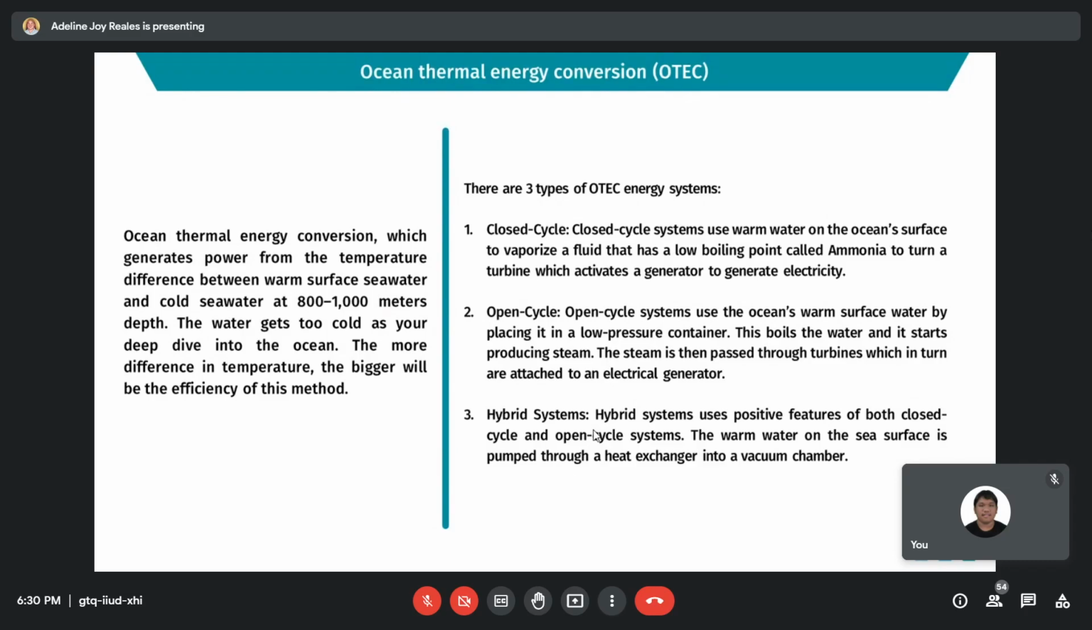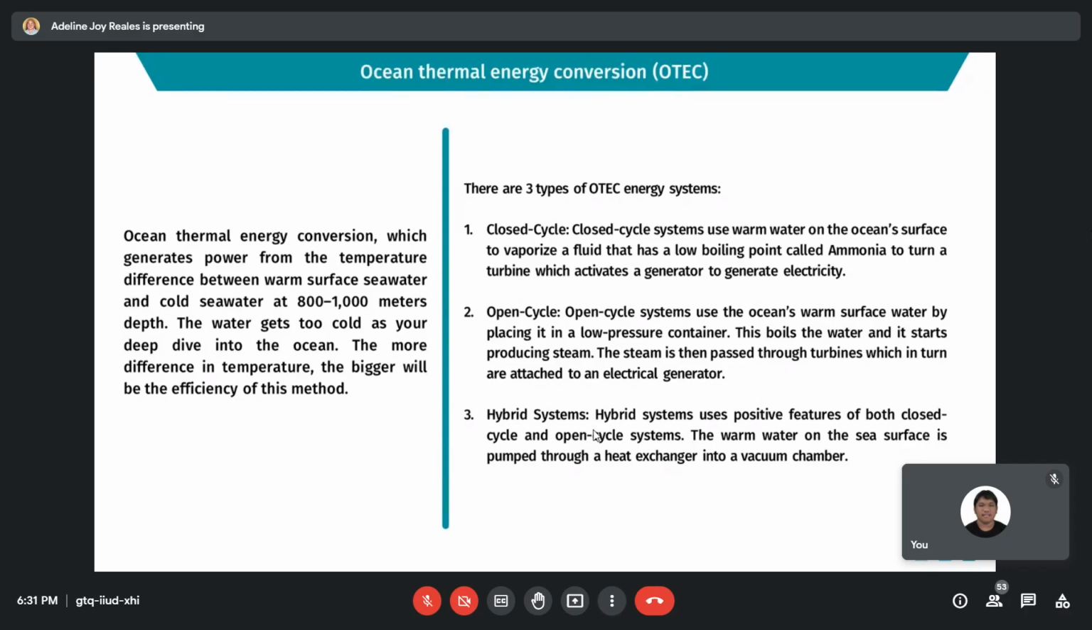This concept was first introduced by French engineer Jacques d'Arsonval back in the year 1881, and some thought it could become the most profitable way of producing energy compared to conventional energy sources. So there are three types of OTEC energy system. The first one is closed cycle.